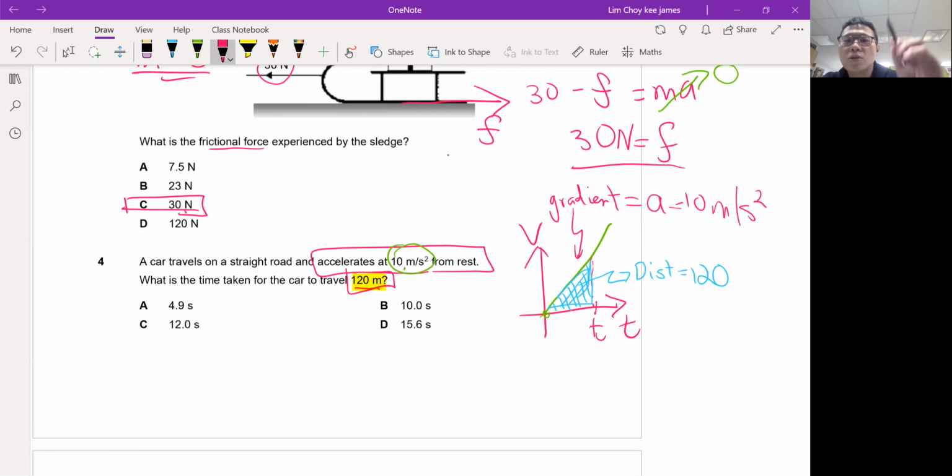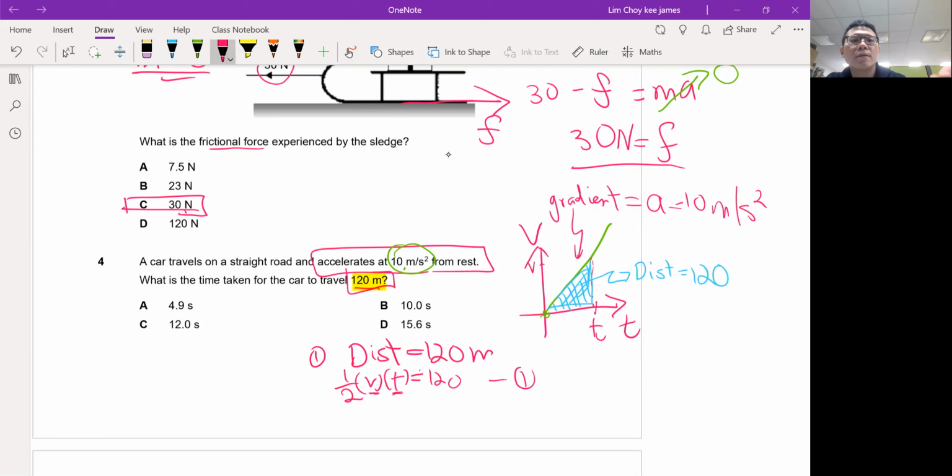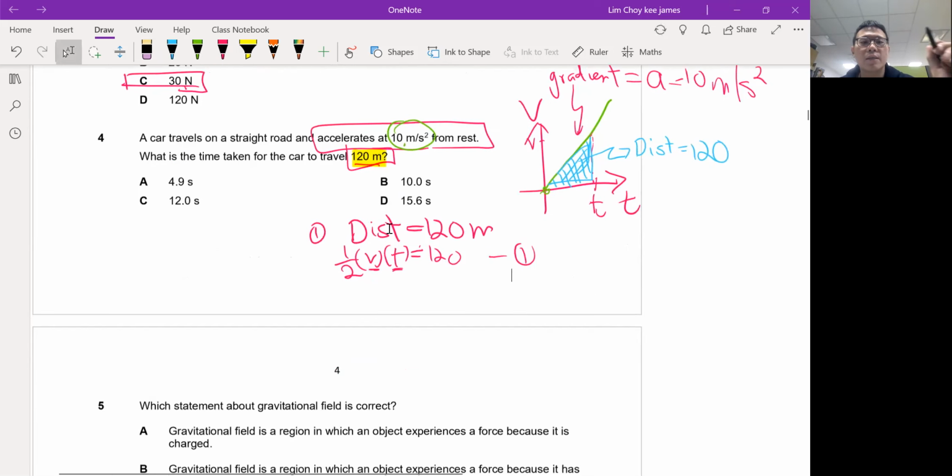So from these two pieces of information, if the distance is 120 meter, the area under the graph will be a triangle, which is half base times height. The base is t, the height is velocity, a certain number, so half times t times v equals 120. This will be equation 1. Useful or not, I don't know yet, but one thing for sure is that it's the beginning.